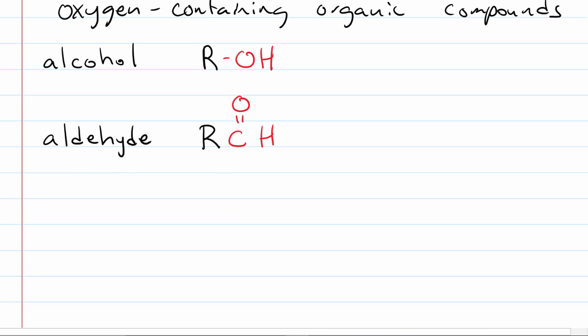And there's a reason why I'm color coding them, which we'll see in just a bit. Then we have another key classification of compounds called ketones. Ketones have a general formula of R, C double bond O, R.